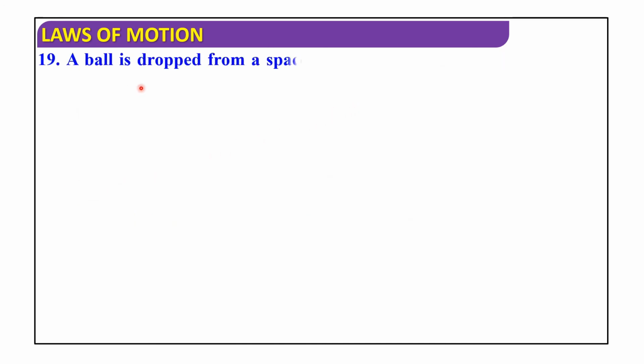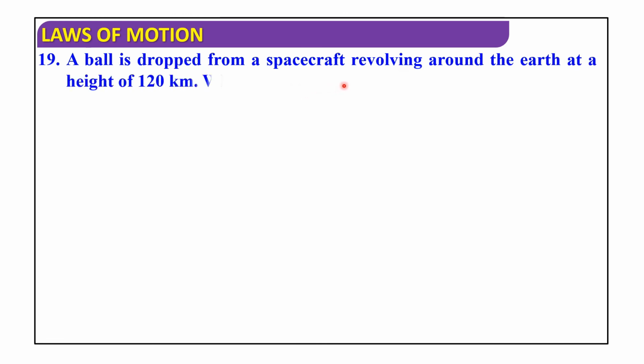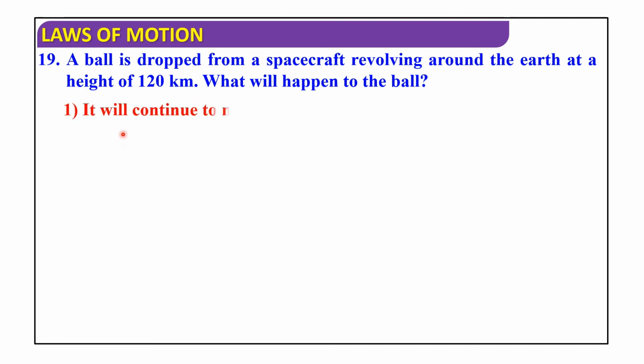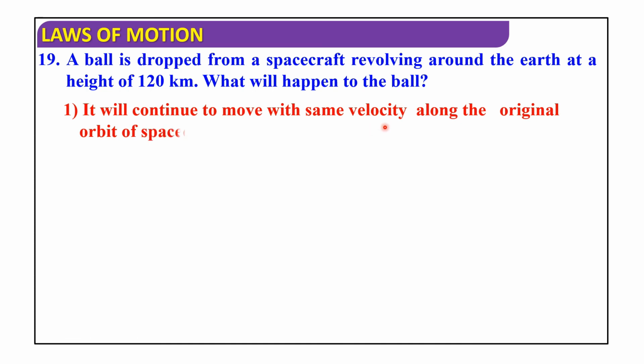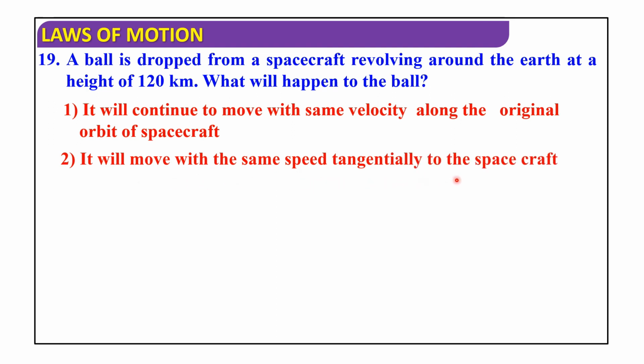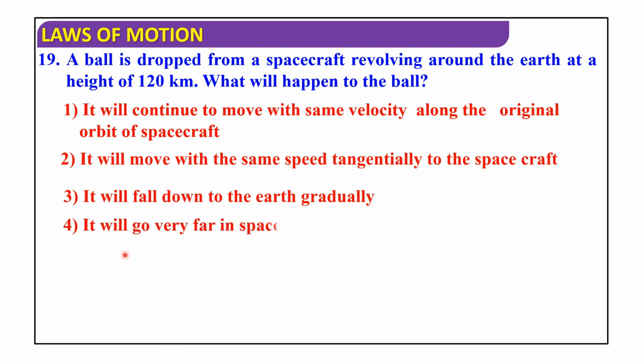Next, a ball is dropped from a spacecraft revolving around the earth at a height of 120 kilometers. What will happen to the ball? It will continue to move with the same velocity along the horizontal orbit of the spacecraft; it will move with the same speed tangentially to the spacecraft; it will fall down to the earth gradually; it will go very far in space. So, it will continue to move with the same velocity along the horizontal orbit of the spacecraft.